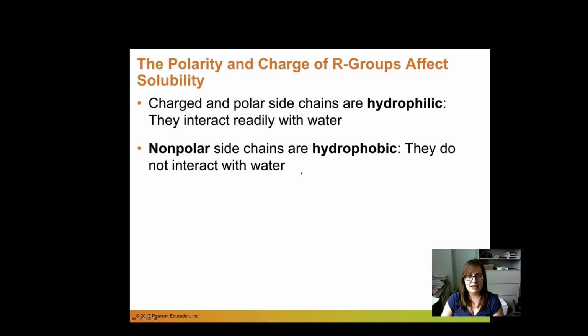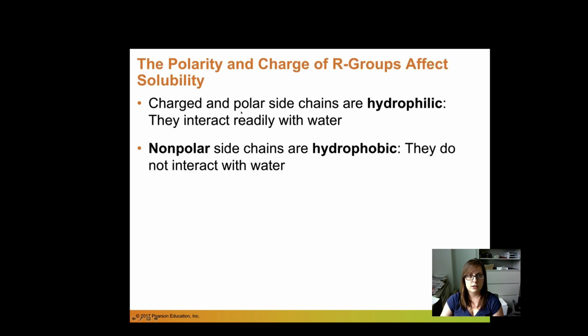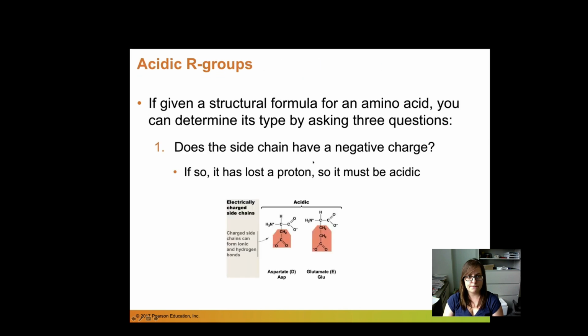So the polarity and charge of an R group affects its solubility. So charged and polar side chains are hydrophilic, right? So they interact with water. And those nonpolar side chains are hydrophobic, so they don't want to interact with water.